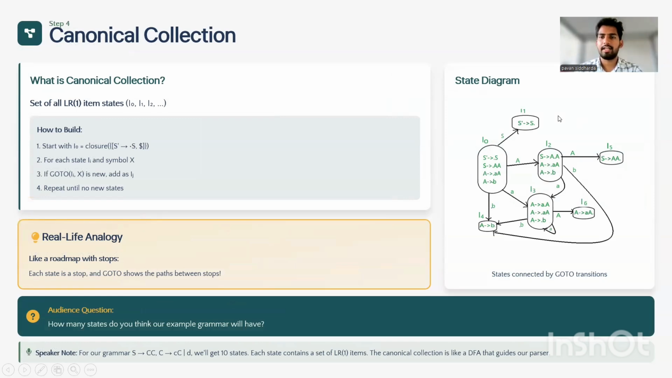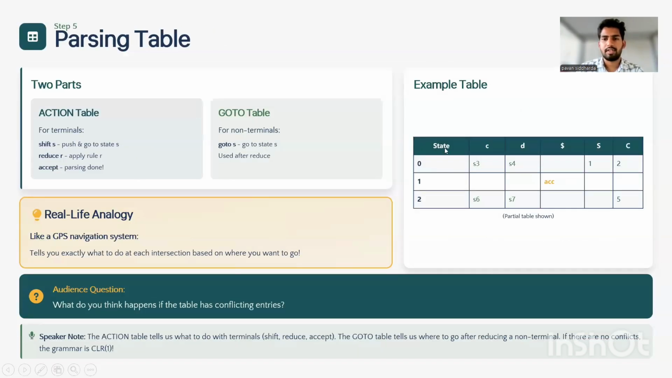So we should write the table from this state diagram only. Here are the states 0, 1, 2, and the symbols C, D, S, C. With C where it is going, with D where it is going, with C where it is going, with D where it is going, and in which state it is accepting. Like that, we have to write everything. It is called a partial table. It is not a complete table, but a partial table.